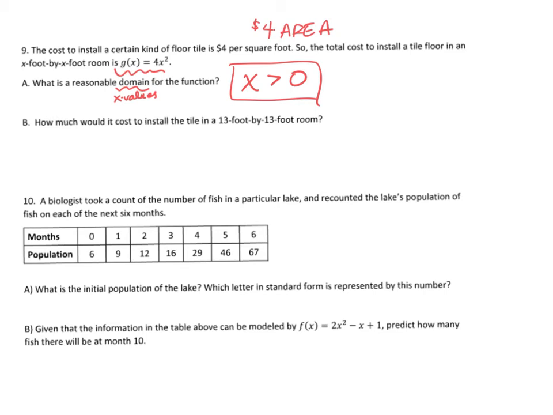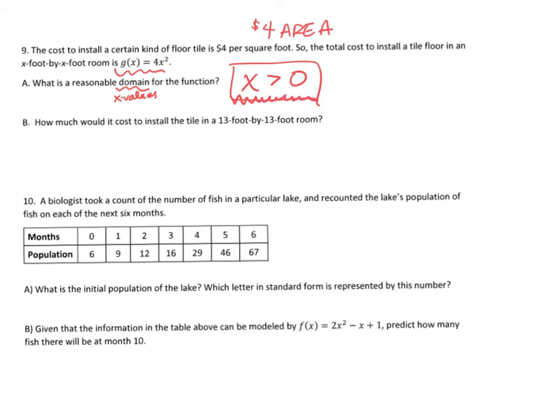Now, the tricky part is, where do you stop? Is Kendrick going to have a room that has a side that's 10,000 feet? He might. I don't know how rich he is. He could. Who knows? So I don't really know where to draw the line, but I know it's not going to be a negative number. So x must be greater than 0.